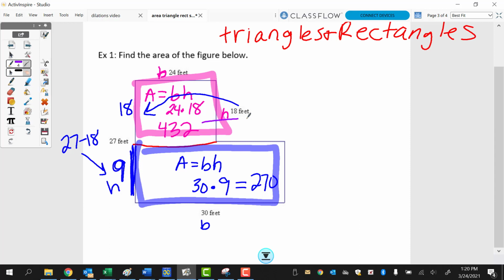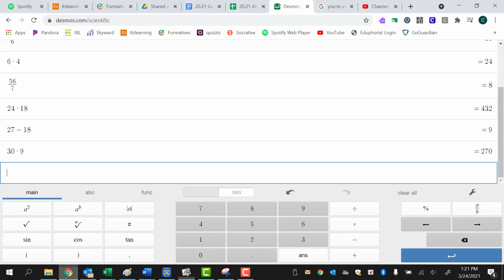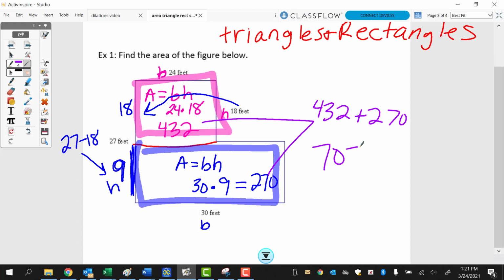Now all I got to do is add them together. 432 plus 270. We type it in Desmos. 432 plus 270 is 702. That is the final answer. Our two shapes combined is 702.